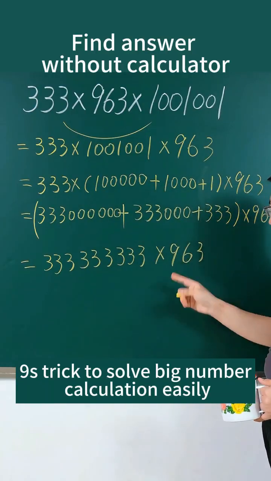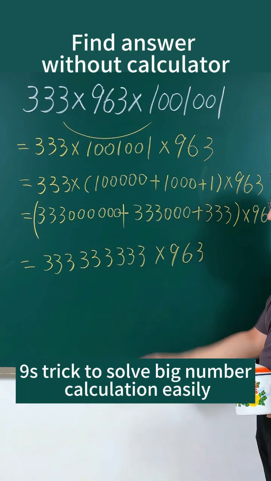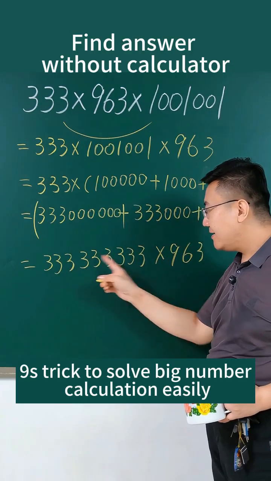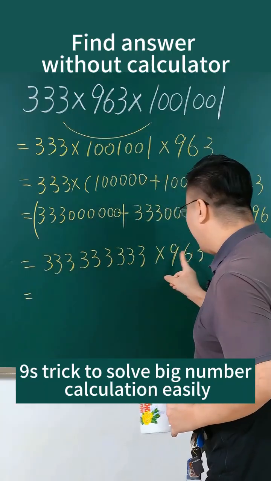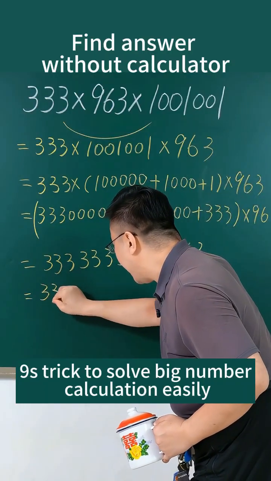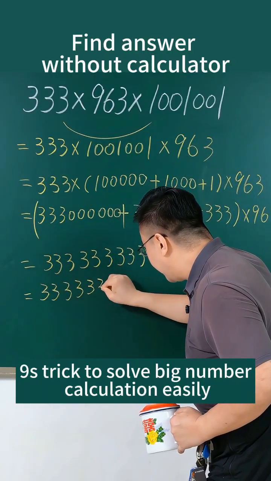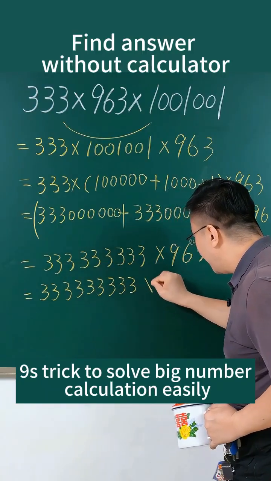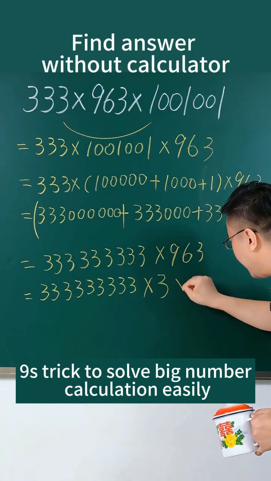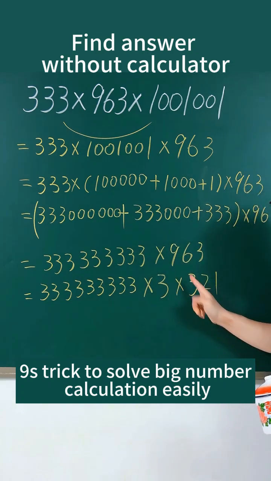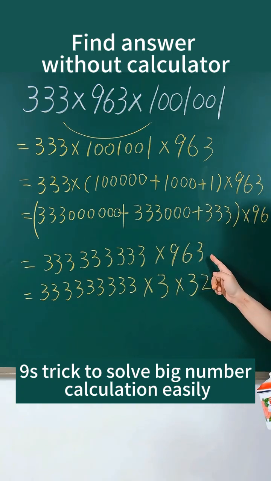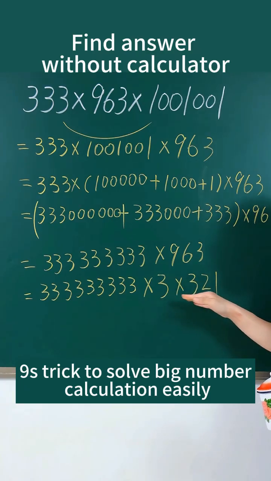Now, what do we do when multiplying by 963? When you see a 3, who do you think of? It's related to 9. So let's break out a 3 from the number at the end. In the front, we have 9 3s, and from the number at the end, I break out a 3, turning it into 3 times 321. Look, 3 times 3 is 9, 3 times 2 is 6, 3 times 1 is 3. I break it down as 3 times 321.